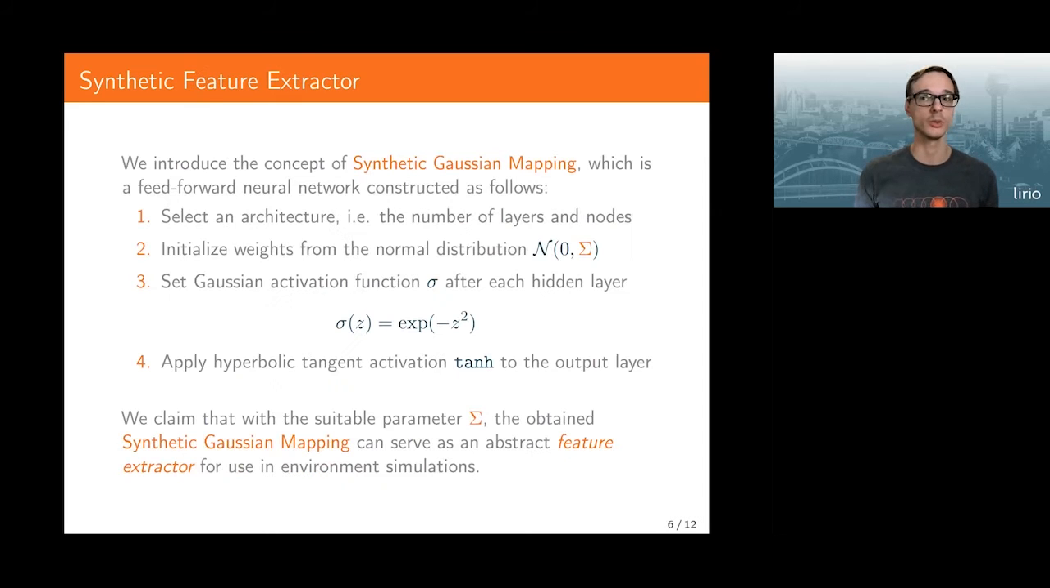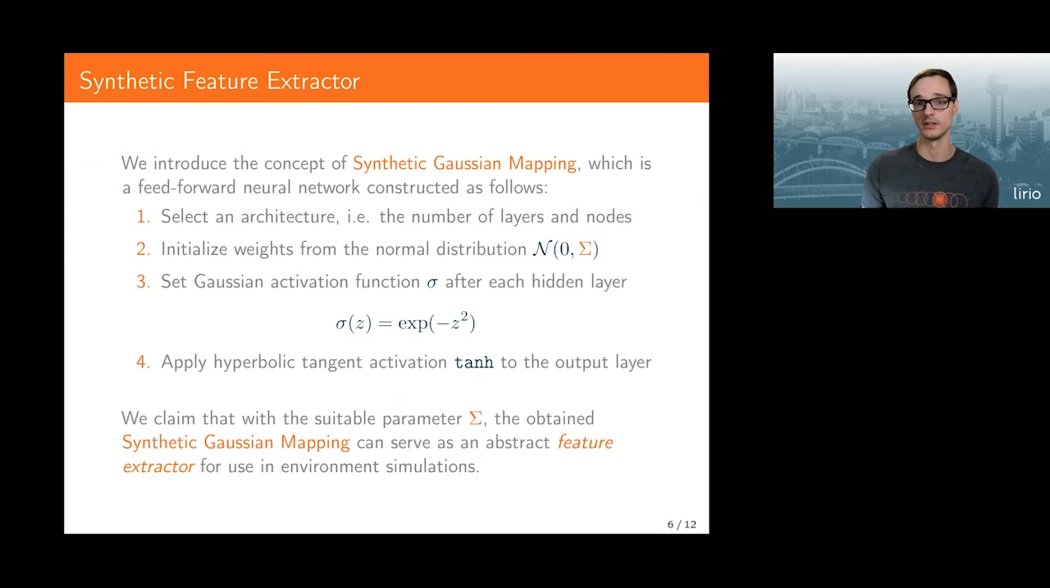And this is where we introduce the concept of synthetic Gaussian mapping. What that really is, is nothing more than a feed-forward neural network, but of a particular structure. So here's how you would construct one of them. First, you select a favorite architecture, so a number of layers, number of neurons on each layer, and then you would initialize weights from the normal distribution, with the only caveat here that the sigma that we use is a relatively big number. So in our tests, we use a sigma value of 1.